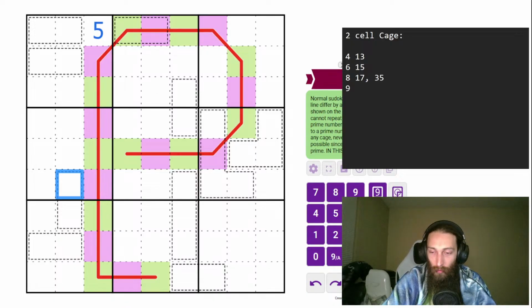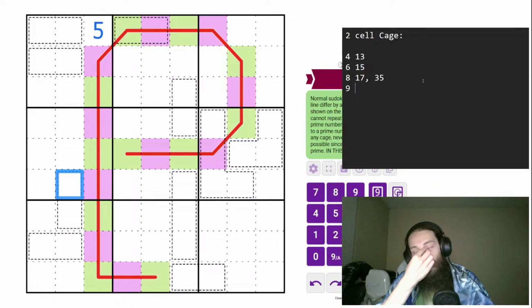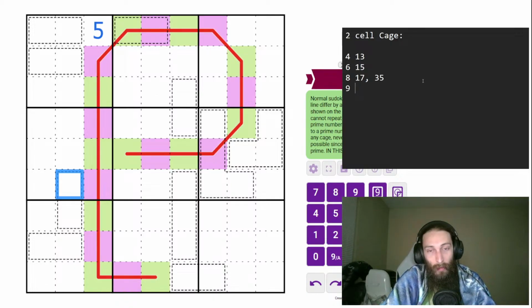9 is composite, so it must be all primes. So 1, 8, 2, 7, 3, 6, and 4, 5. So 2, 7 would be an option. 10 is composite, so that would be 1, 9. No, 9 is composite, silly me. 2, 8 won't work, 3, 7 are both prime, and 4, 6 are both composite.